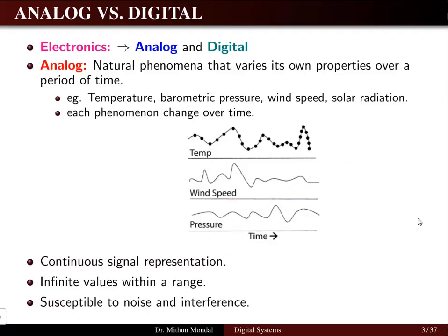The main disadvantage of this analog system is that it is susceptible to the noise present in the environment or various types of interference. For example, you may have electromagnetic interference due to other systems, like a communication system, present in the close vicinity of the measurement where we are actually measuring any of the physical phenomena.